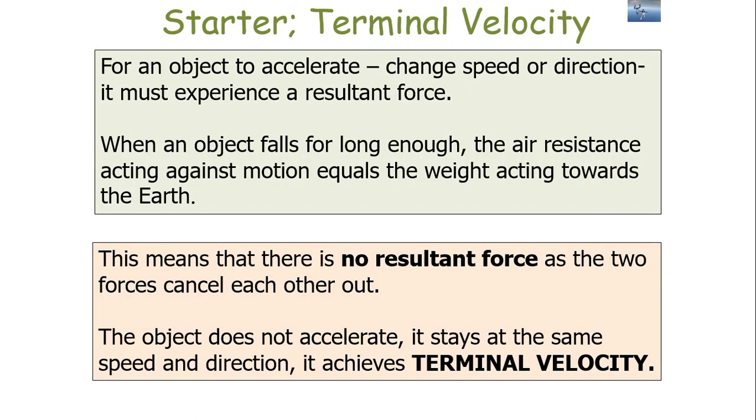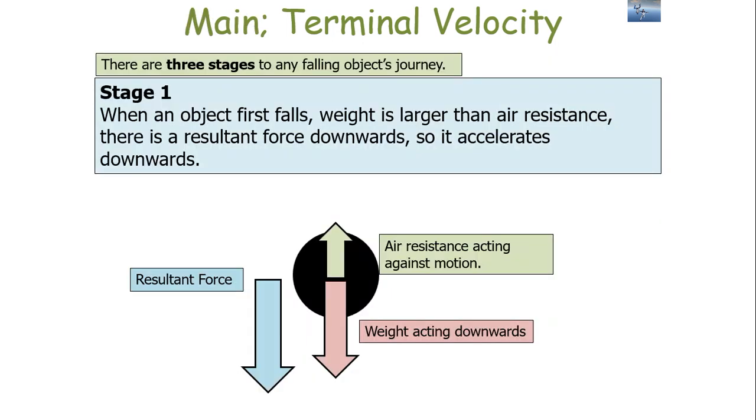We're going to investigate this concept now. So for an object to accelerate, to change either the speed or change direction, because to accelerate is to change velocity, and velocity is a speed and a direction, it must experience a resultant force. Now when an object falls for long enough, the air resistance acting against the motion equals the weight acting towards the earth. This means that there's no resultant force, as the two forces cancel each other out. The object does not accelerate, it stays at the same speed and the same direction because there's no resultant force acting on it, so it achieves terminal velocity.